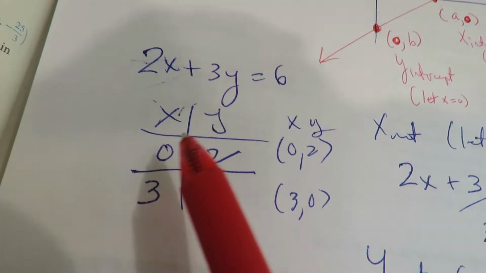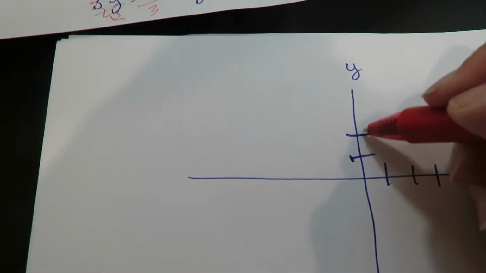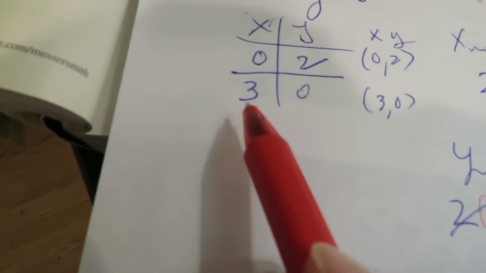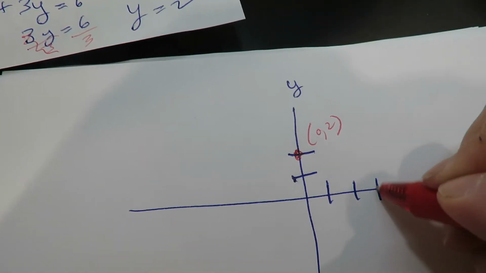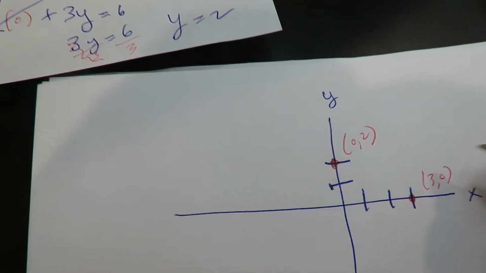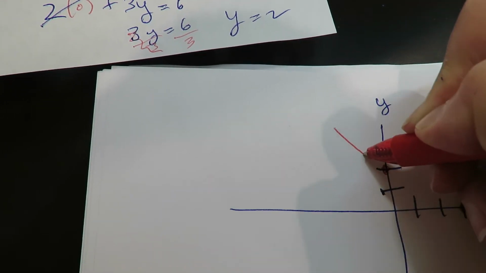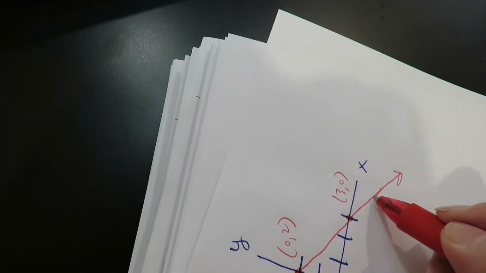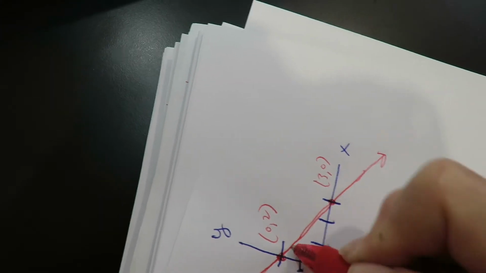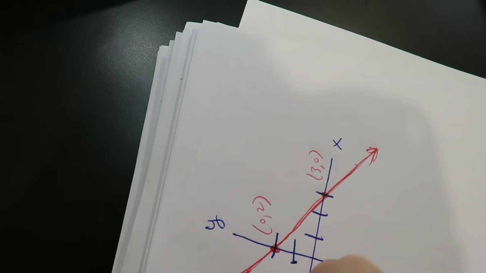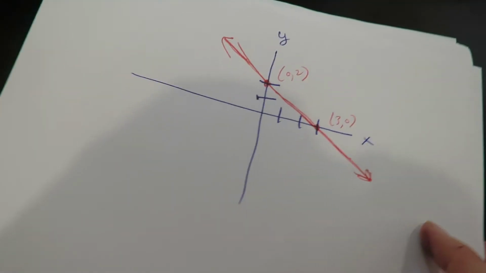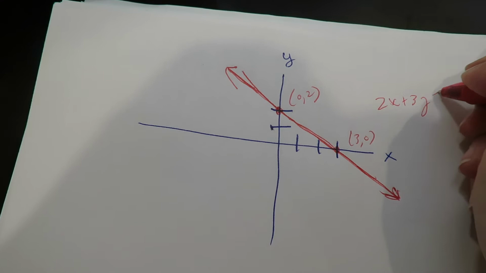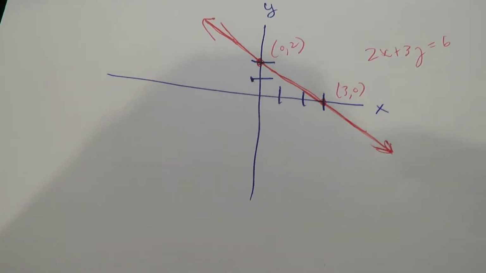All right, so the first point I'm going to draw is 0, 2. So that means that I'm right here at 0, 2. The next point I'm going to draw is 3, 0. So I'm over here at 3, 0. And then 2 points is enough to draw a line. So I can go ahead and draw my line. Let me just get this guy a little better. Okay, and then there's my line. Okay, that's the intercept method.